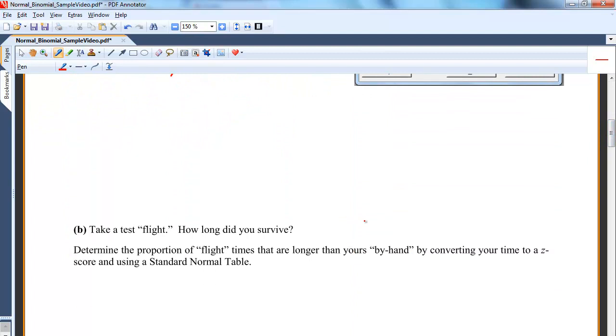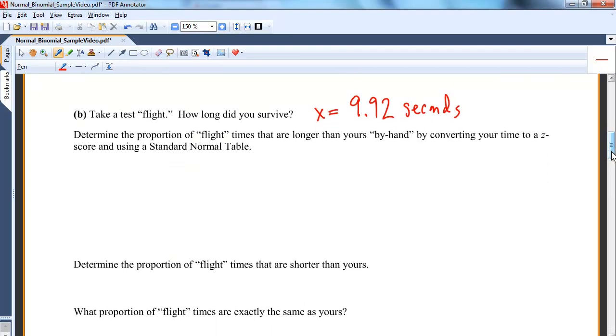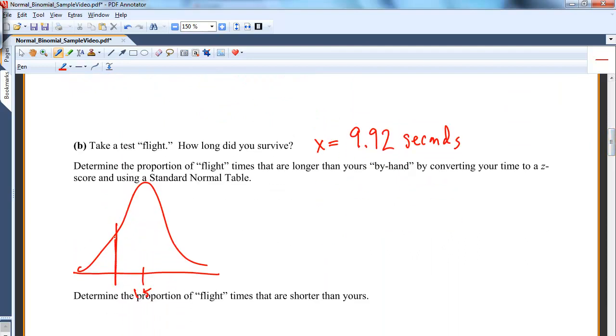Okay, so I did take a test flight, right? And I believe the time I survived, I might be off, I thought that was 9.92. If not, just humor me. Okay, 9.92 seconds. And the question I would ask then is, what proportion of flight times are longer than mine, if flight times are normally distributed with a mean of 15 seconds? My flight time was 9.92 seconds, so it's over here. I want to figure out what proportion of flight times, or what's the probability that somebody does this test now and has a flight time that's greater than mine. So I want to find this area over here.